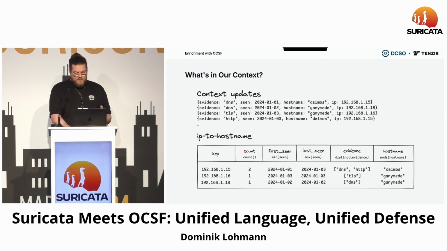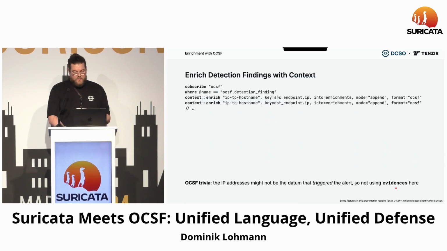And then over time, we built up this lookup table that has IP addresses here for the key so that we can use them for the lookup. And we see, okay, how often have we actually seen this? What evidence do we have? And what's actually the most common host name that we've had for this? And this is very valuable information. So now we kind of want to make use of it.